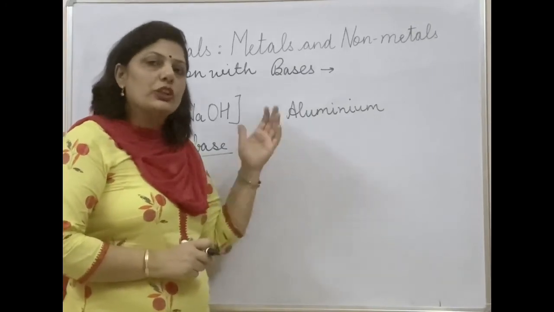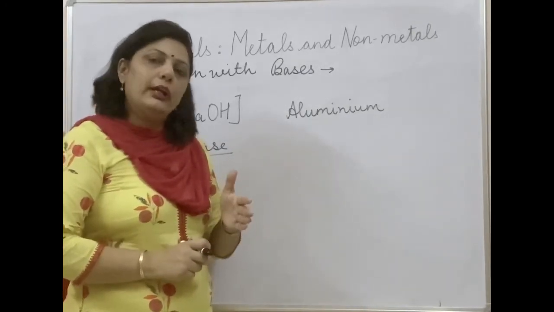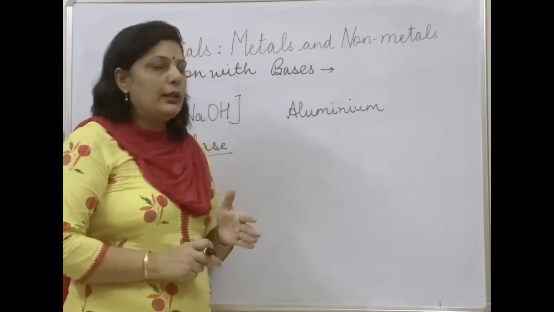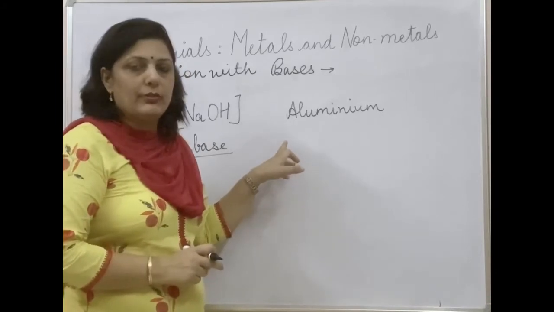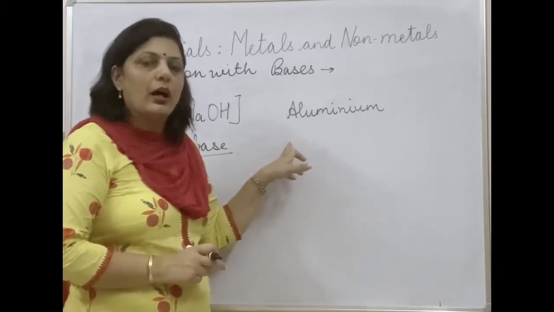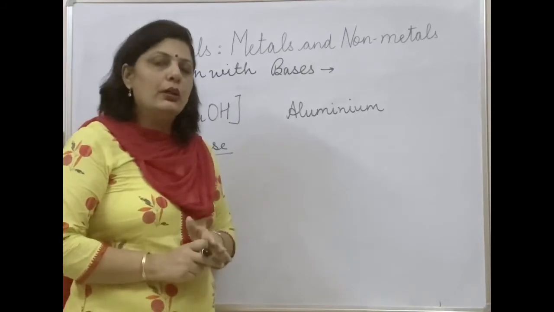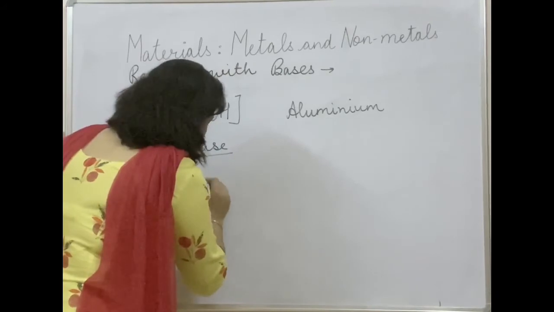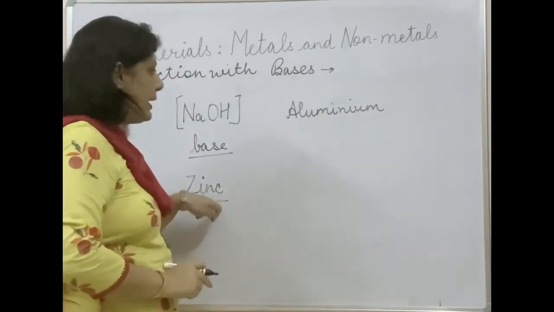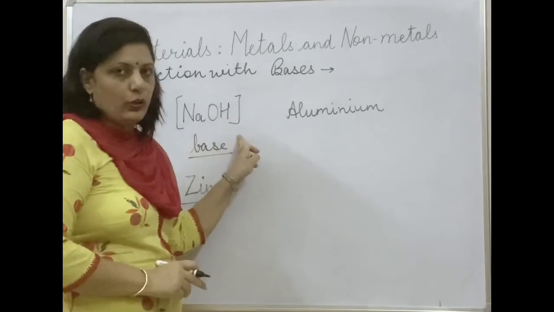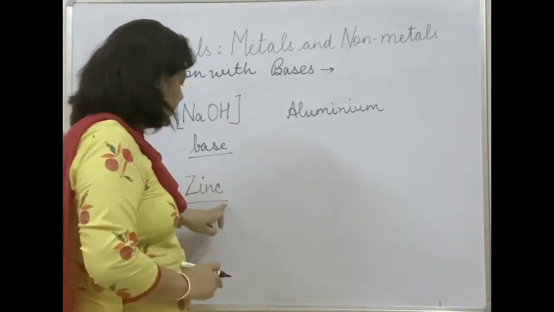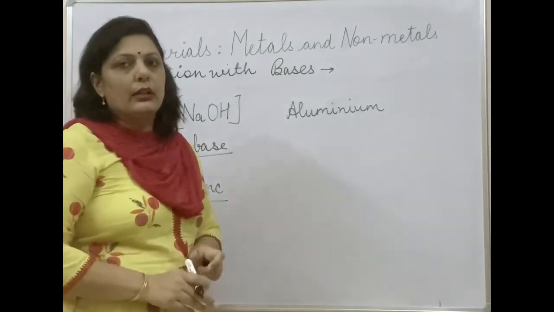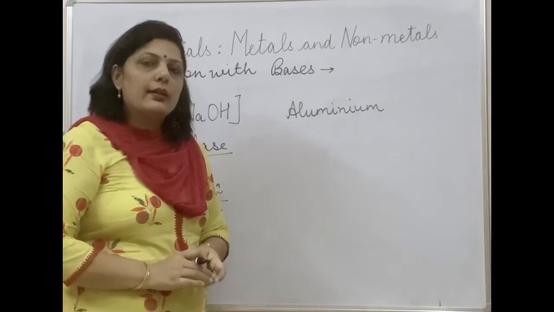So the bases which are strong will be helpful in reaction with the metals, but all metals will not react. Aluminium reacts, and with the help of this activity, it will be easy for you to understand how a particular metal reacts with sodium hydroxide. Another example is zinc. Zinc is another metal which reacts with this strong base, sodium hydroxide. With the help of these two, you can show the reaction, and these will release hydrogen gas. So these are exceptions.